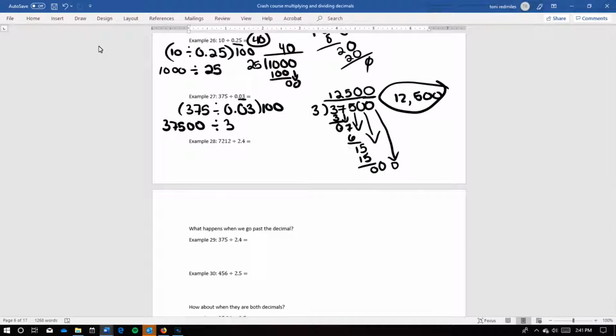All right, let's look at 28. To be able to get this out, I'm going to have to multiply by 10 because the 4 is in the tenths place. So in this one, I'm going to multiply everything by 10. All right, so my new division problem is 72,120 divided by 24. So let's go ahead and start our division.